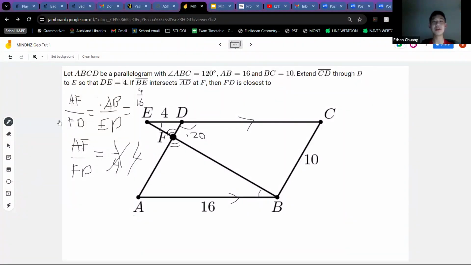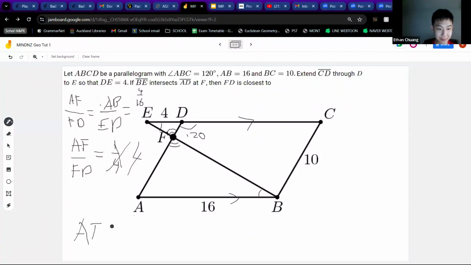All right. So how can we use this to find FD? DF to AF is 2 over 8. That's true. But how are we gonna find FD? Because it adds to 10. That's so true. AF plus FD equals 10. Right, guys? Because this side is equal to this side.